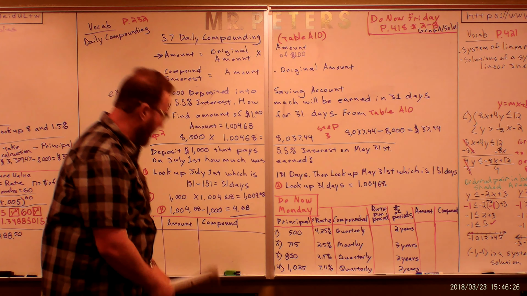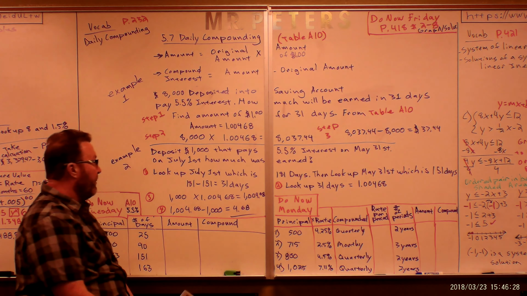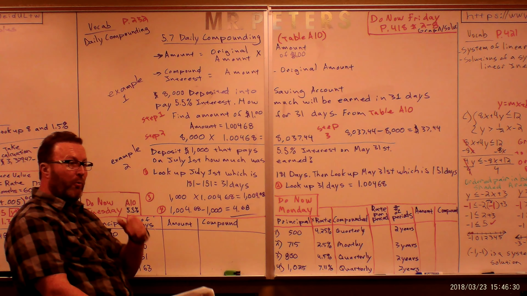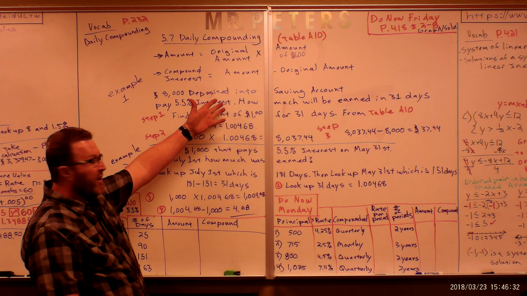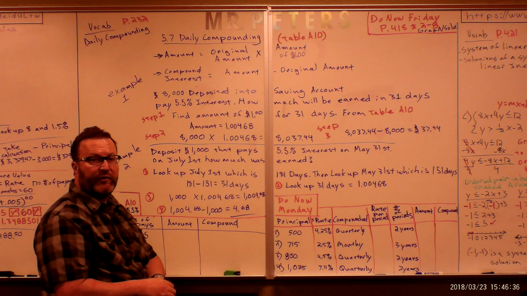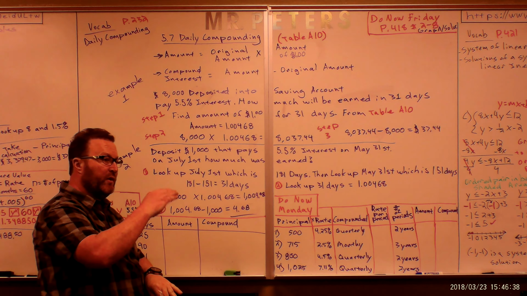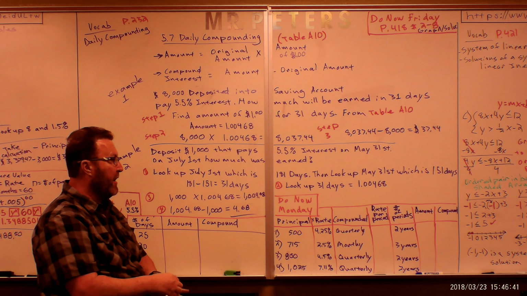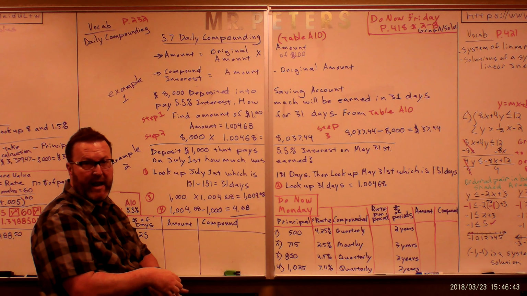Okay. Now, the second example is a little more difficult because the first one told us the days. It said it's 31 days. This example, we have to figure out the days. So we have to take two sets of time and subtract them to figure out how many actual days there are.